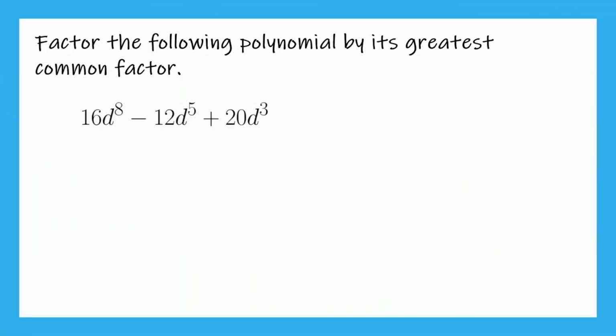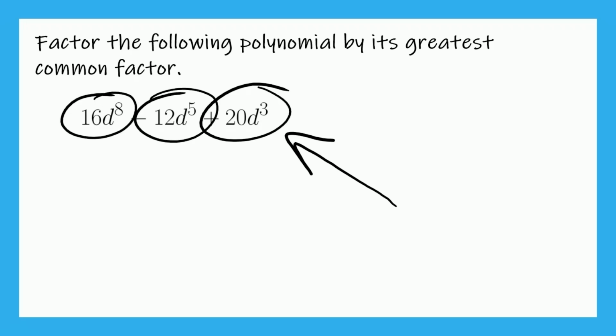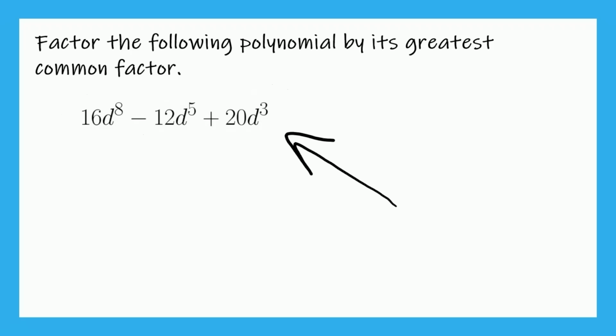So here we need to factor the following polynomial by its greatest common factor. Before we can even factor this, we need to know what is the GCF, or greatest common factor, among these three terms. Okay, so let's do that first. And you'll notice that as I'm finding the GCF, I'm not going to pay attention to this negative because we'll deal with that negative toward the end of the problem. And you'll see why that makes sense here pretty soon.